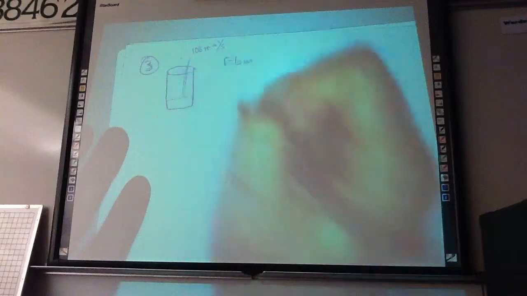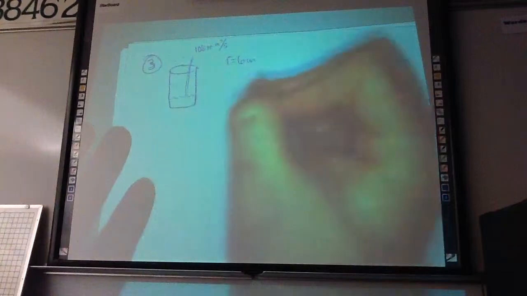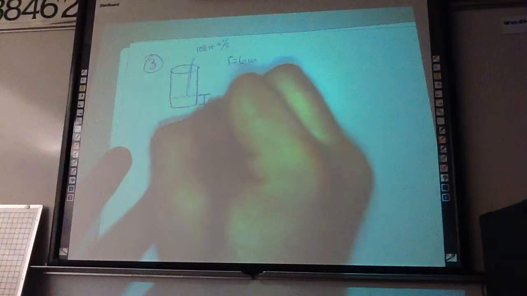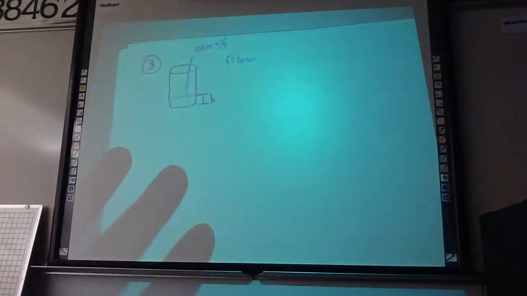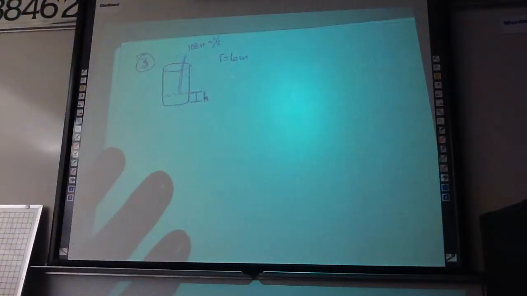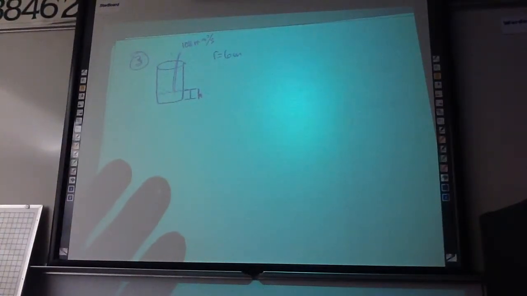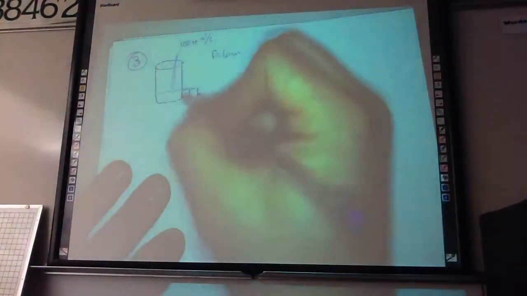How fast is the height increasing? So what are we trying to find? The height of the water, not the height of the tank. The tank's height is not changing. It's the height of the water. What equation are we going to write? Are you trying to find volume? I'm trying to find how fast the height of the water is changing.